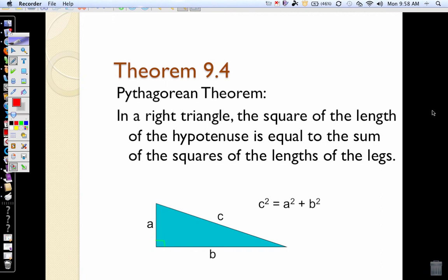Okay, our next lesson is going to be on the Pythagorean Theorem. Make sure you have your note packet or your note sheet out to write down the theorems that we have for today, and have some additional note paper to write down any of the examples.